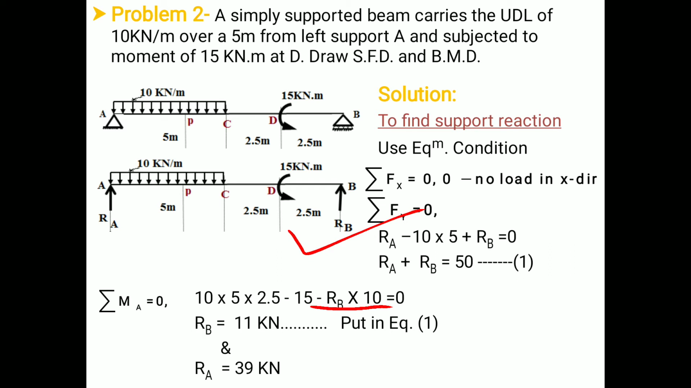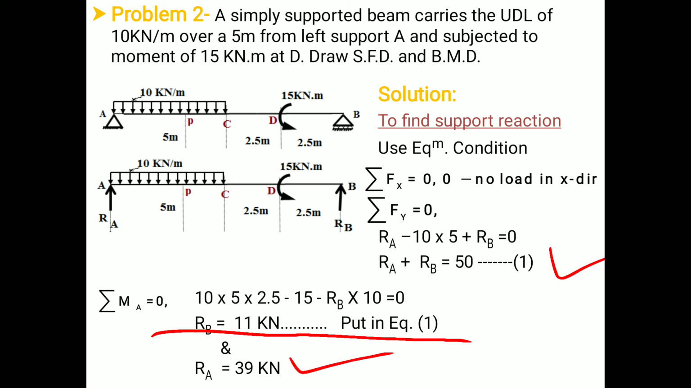So we have summation of moment about A equal to 0. On solving this equation, we have RB equal to 11 kN. On putting RB into equation 1, we have RA equal to 39 kN. Therefore, RA is equal to 39 kN, whereas RB is equal to 11 kN. In this way, by using the equilibrium conditions, we have found the values of the support reactions.